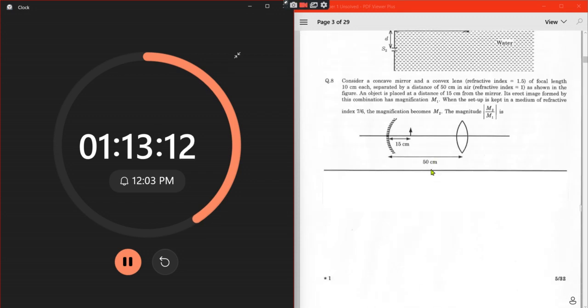Next question. Consider a concave mirror and a convex lens, focal length 10 centimeter each, separated by a distance of 50 centimeter in air, refractive index 1. This is a mirror, this is a lens, focal length 10 centimeter, separated by a distance of 50 centimeter in air. Distance is given. An object is placed at a distance of 15 centimeter from the mirror. Its direct image is formed by the combination, with magnification m1. When the setup is kept in a medium of refractive index 7/6, the magnification becomes m2. The magnitude of m2 upon m1 is... Oh, understood.